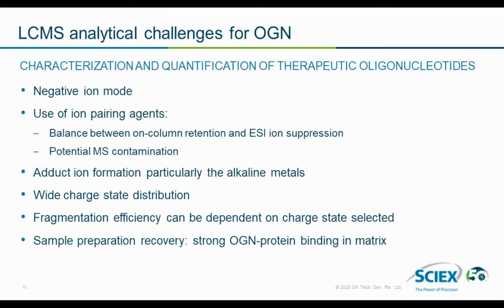And with the wide charge state distribution, fragmentation efficiency, so how well the molecule breaks up in the gas cell of the mass spectrometer, can be dependent on the charge state. And you typically have to select a more highly charged, higher charge state ion to get a better fragmentation profile.